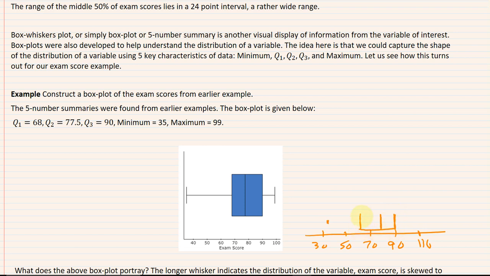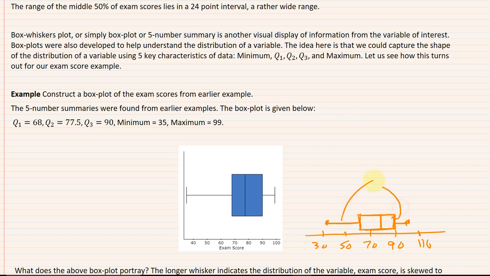So if I connect these lines, I get the box itself. And then the high score was 99, which is over here. Okay. And the whiskers come out from the end of the box. So from the left edge of the box out to the minimum gives you the left tail. And the edge of the box to the maximum gives you the right tail of this box whiskers plot.